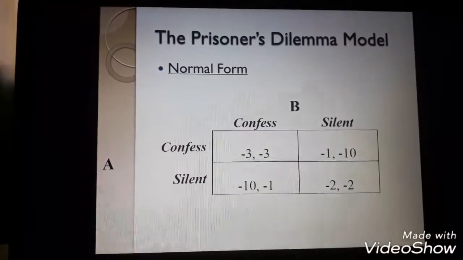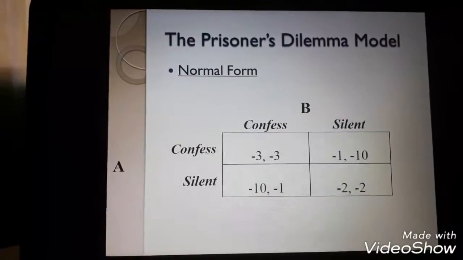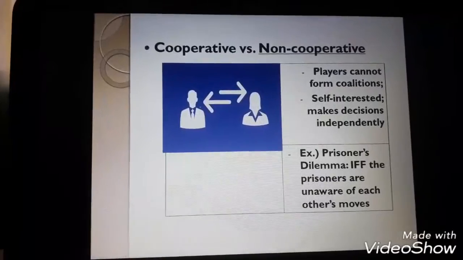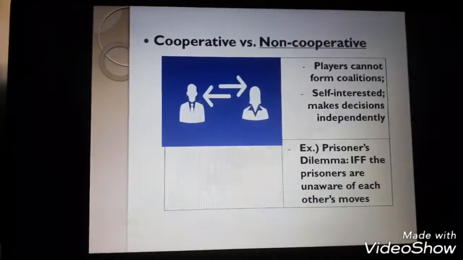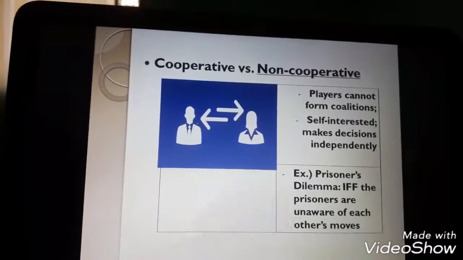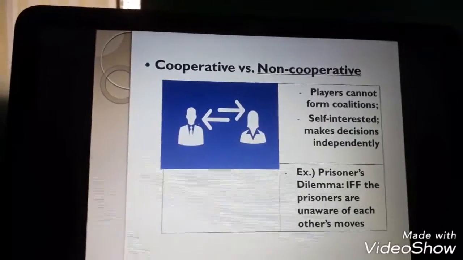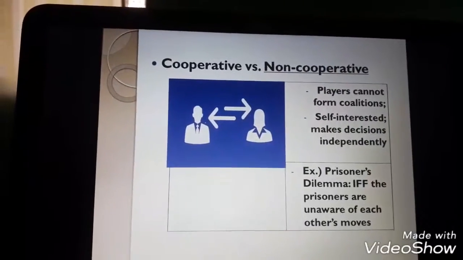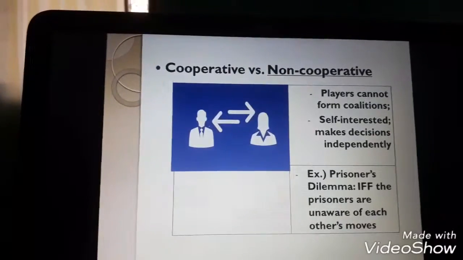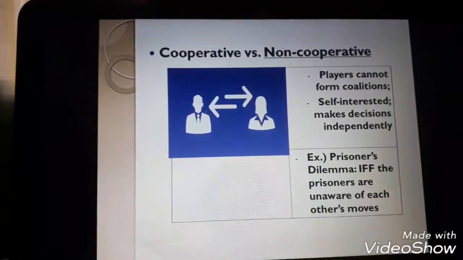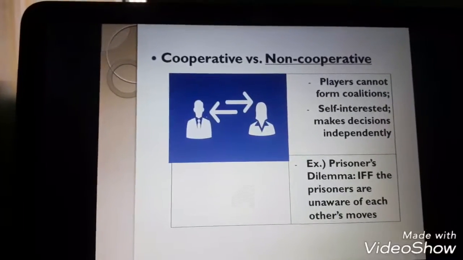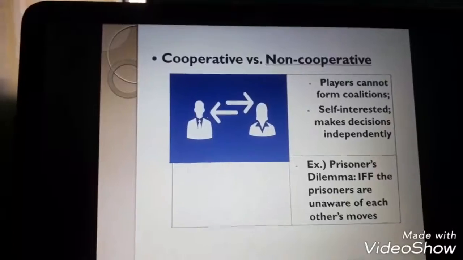Now, comparing cooperative games to non-cooperative ones. Non-cooperative games are basically the complete opposite. So, players are not allowed to form coalitions, or rather, players cannot form the structures required of them to allow cooperation and optimal results for all. Therefore, decisions made are self-interested and made independently.